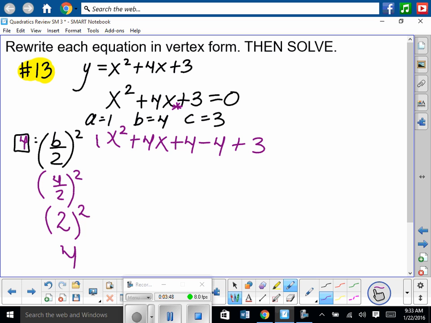Then you group the first 3 terms and factor. Group the last 2 terms and add. Now here's what I'm going to caution you. This is always a negative, so don't forget that. Most common error is forgetting that that's negative. So we're going to factor this.